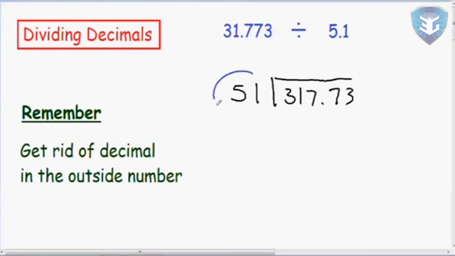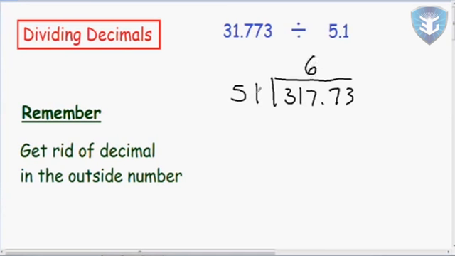So now that we got rid of the decimal in the outside number, we can just divide this using normal long division. So let's just get started right away. 51 goes into 3 0 times, since 51 is bigger than 3, so we'll move to the next digit. 51 goes into 31 0 times, since 51 is bigger than 31, so we'll move on to the next digit. 51 goes into 317 how many times? Well, we know that 50 goes into 300 6 times, so I'm going to guess that 51 goes into 317 about 6 times.